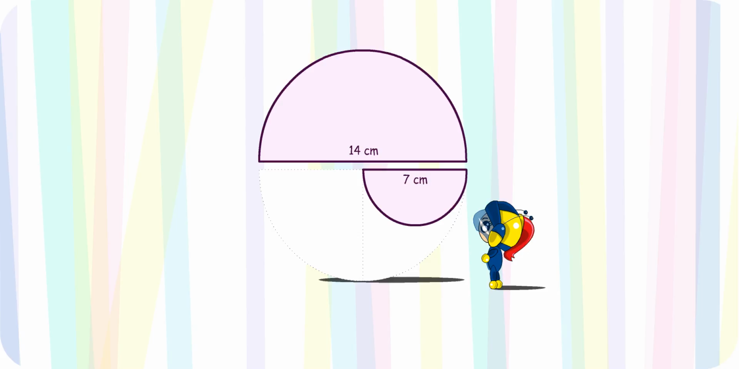Look at this figure here. What shape is it, Turbo? I can't quite make out what it is, but it looks like a seashell to me. Well, it does look a bit like a seashell. In fact, this figure is made up of 2 semicircles of different sizes. The diameter of the bigger semicircle is 14 centimeters, while the diameter of the smaller semicircle is 7 centimeters. Do you think you can find the perimeter of the figure?